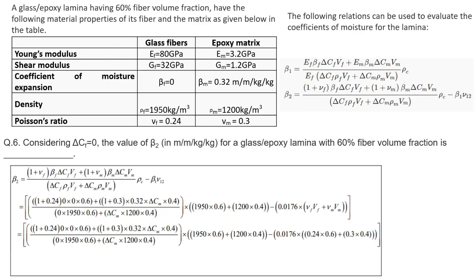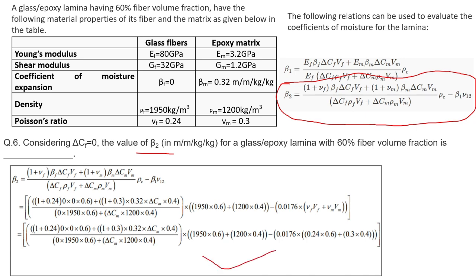So the next question is the same question, using the same data. They're saying that we have to consider del Cf equal to 0 and find the value of beta 2. So for finding the value of beta 2, we will use the second equation, and by knowing all the other known values, we can find the value of beta 2 by putting the values in the equation.